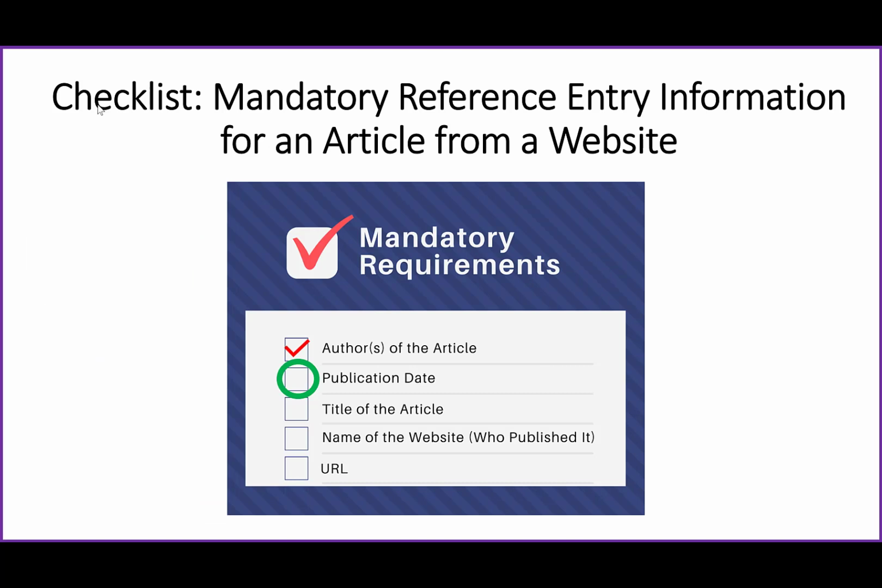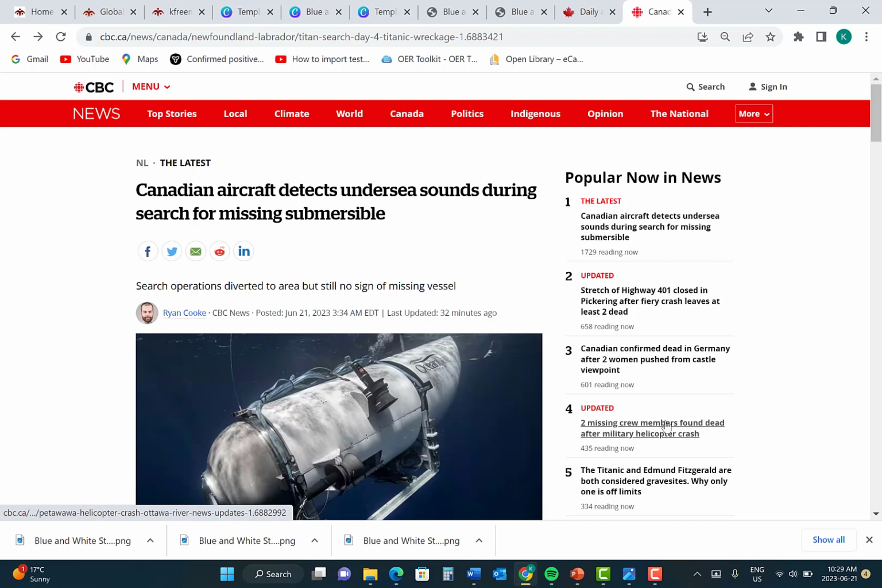Once you have written out the authors of the article, the next source of information that you need to find is the publication date for the article. The publication date of a written article from a website is typically posted, again, close to the title of the article. Here you can see the publication information written just below the title of the article and posted, that is the publication date, June 21st, 2023.